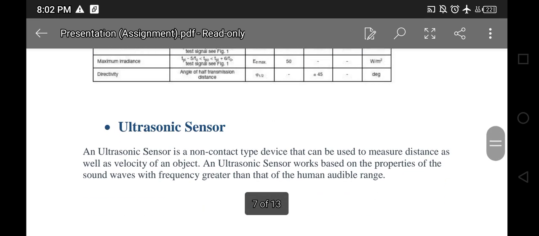If we move on to the next type of sensor, it is an ultrasonic one. It is a non-contact type of device that can be used to measure distance as well as velocity of an object. An ultrasonic sensor works based on the properties of sound waves with frequency greater than that of the human audible range. So it has a range greater than that which humans can hear. And it's that kind of sensor.